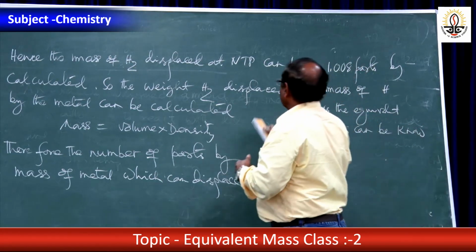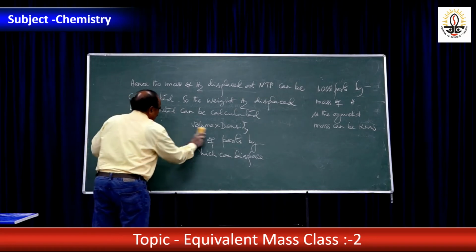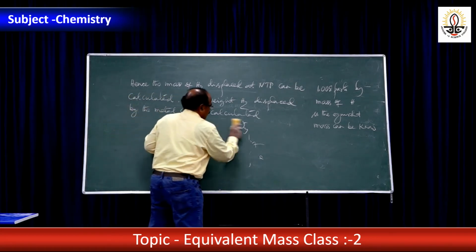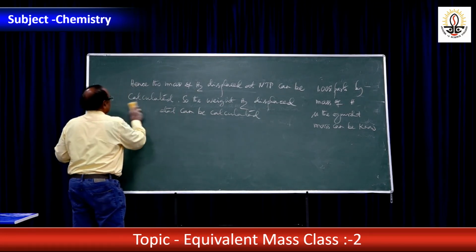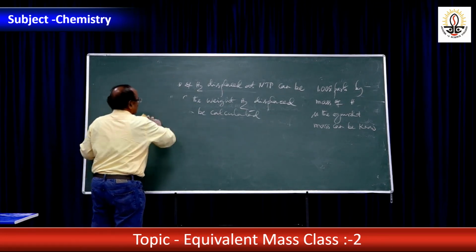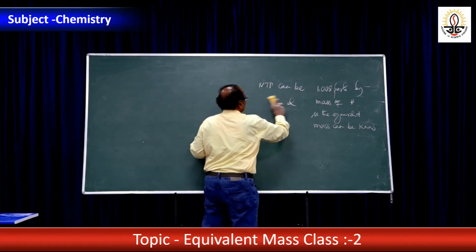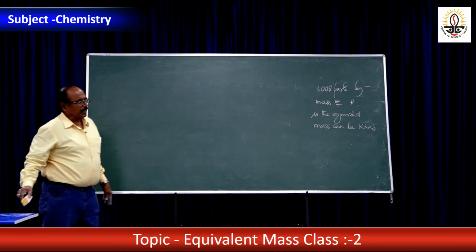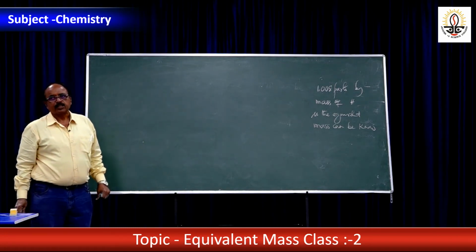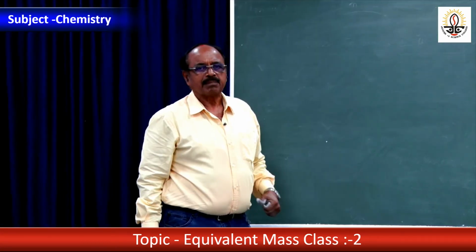So, I gave the example: we take the metal, allow it to react with the acid, find out the volume of hydrogen, then convert it to NTP, then multiply by density, and you will get the weight of hydrogen displaced. So, this is the way you can determine the equivalent mass of a metal by the hydrogen displacement method.